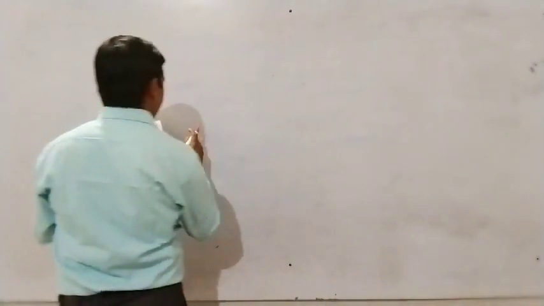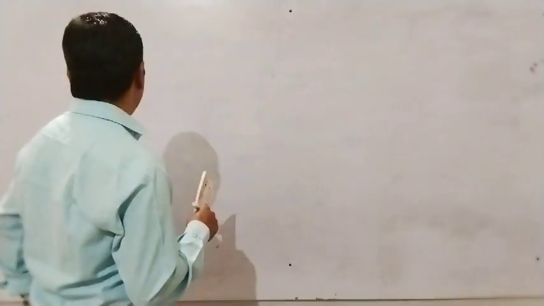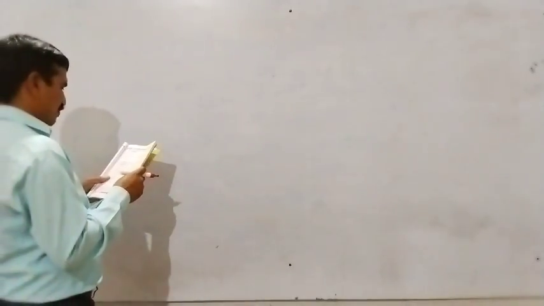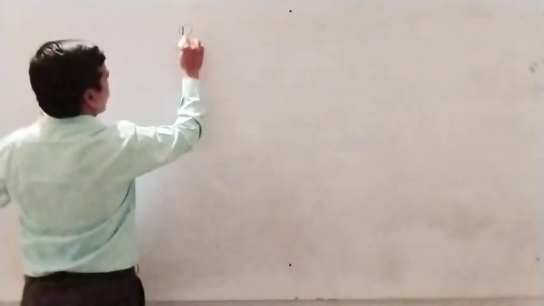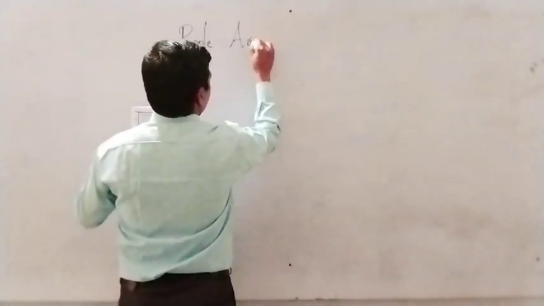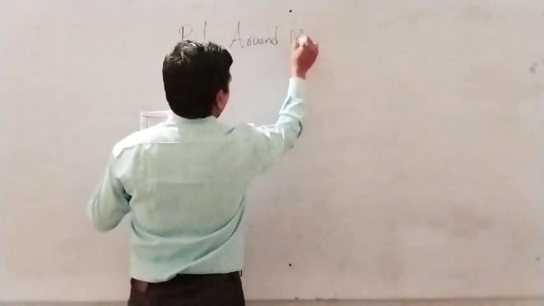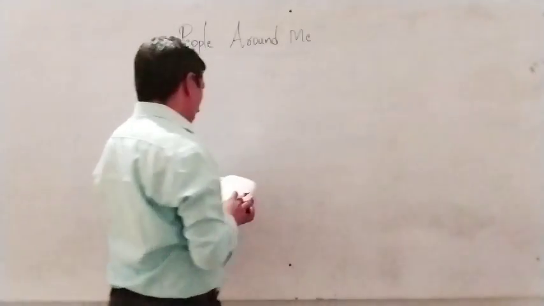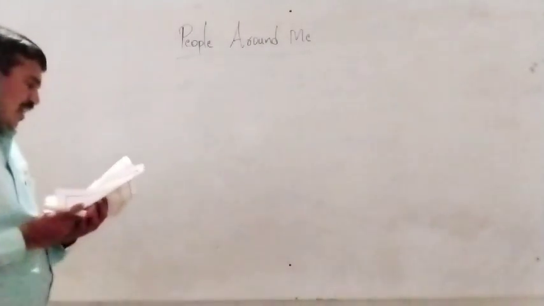Dear students, today we will discuss the different words for different kinds of people. Okay. So please open the textbook, page number 21. See, page number 21. People around me. Say, people around me.